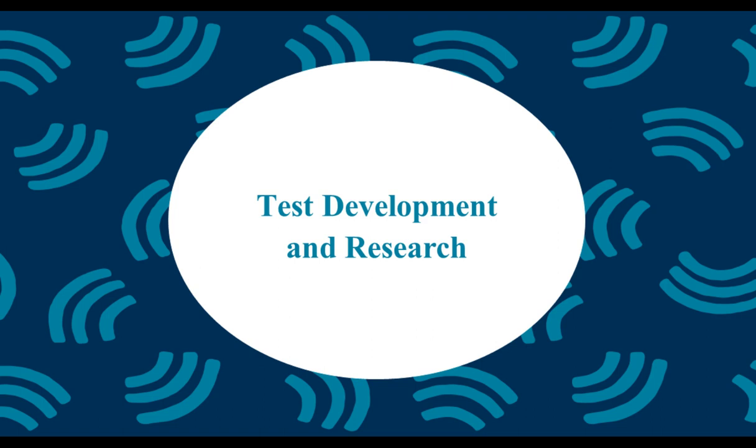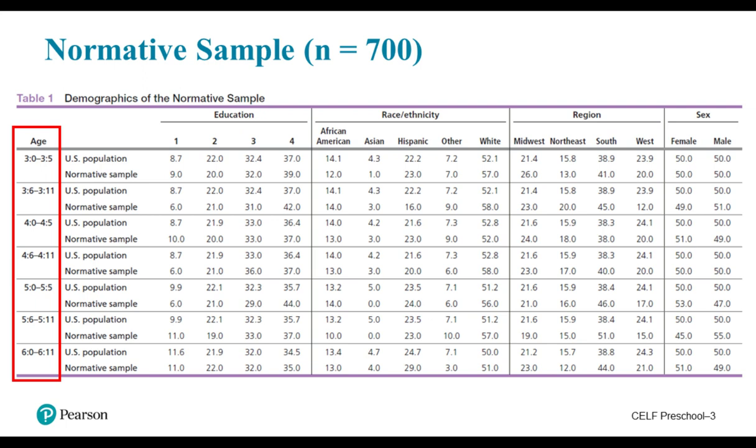We want to say a few words about test development and research, and certainly beginning with the characteristics of our standardization sample. And I think there was a question that came in through the chat box, and I think that the information here will probably answer that question. Our normative sample included 700 children, also included some additional children for reliability and validity studies. The normative sample for each of the age bands, which you see listed here, each included 100 children, and all children spoke English as their primary or home language.